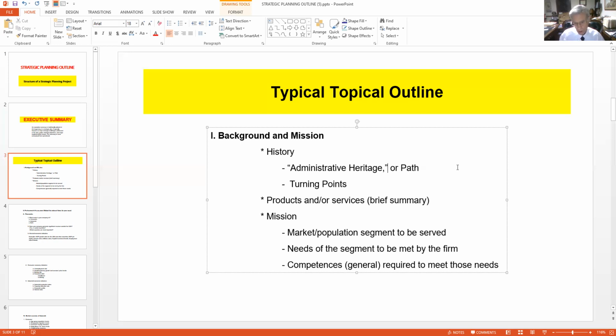What makes it difficult to prepare an administrative heritage is that it shouldn't be long. What you're looking for are those key points, those key events in the company's history that made a major difference in the future of that company and what it's capable of doing, or perhaps not capable of doing.